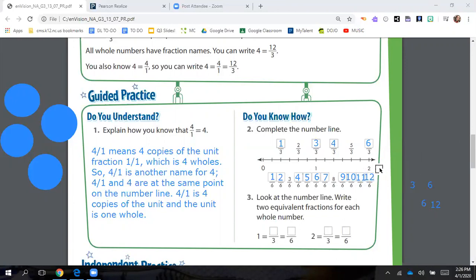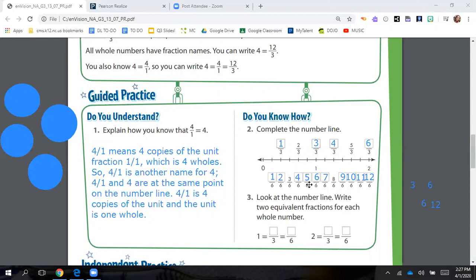And you can use the same pattern the visual learning talked about. So here I have 2 wholes, so I know that 6 times 2 equals 12. So I can just check that with that relationship or that pattern I noticed. Down here it says look at the number line. So we're going to use this number line to help us with number 3. It says write 2 equivalent fractions for each whole number.